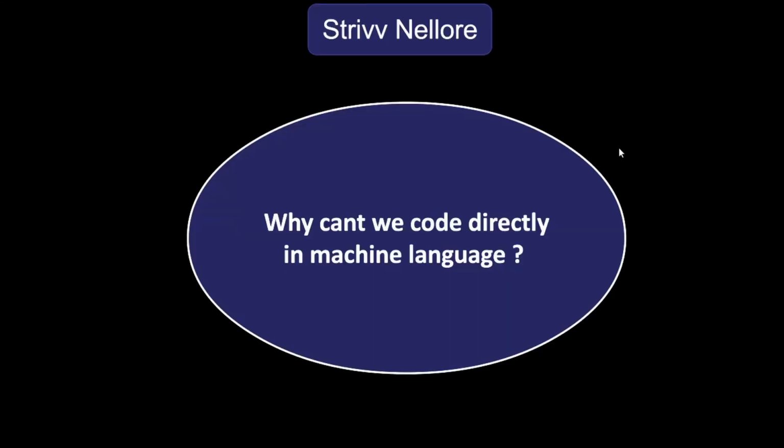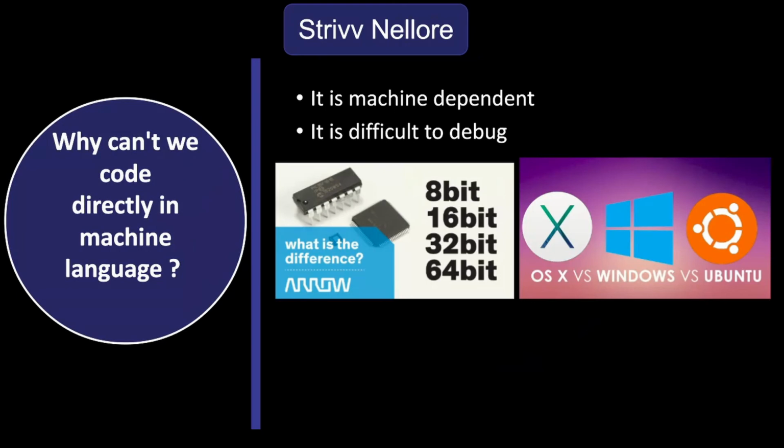Now, why can't we code directly in machine language? Why do we need to write in high level language and then need a translator to convert it to machine language? Why don't we code directly in machine language? Previously, we used to code in machine language. The first language introduced was machine language, but there were problems with machine language. For example, machine language is dependent on the machine.